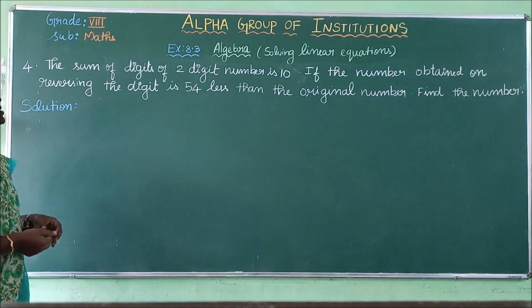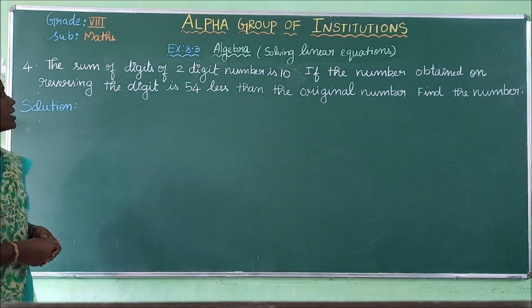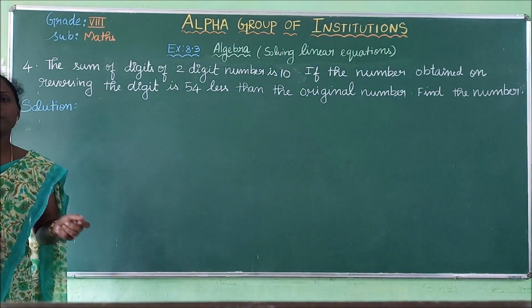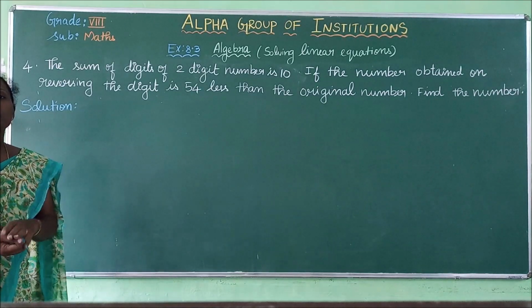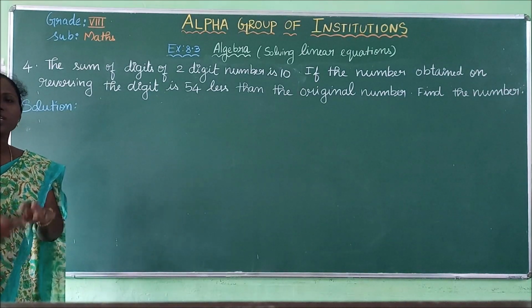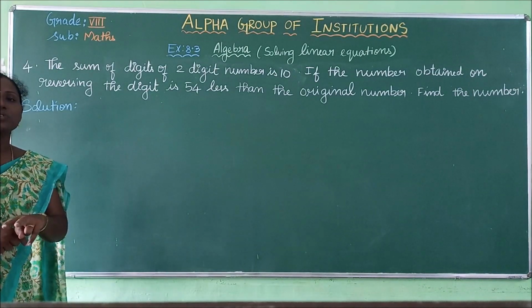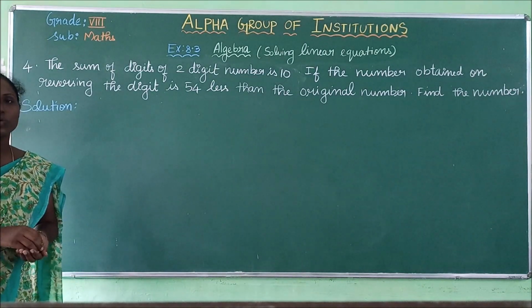See the next problem. The sum of the digits of a 2-digit number is 10. If the number obtained on reversing the digits is 54 less than the original number, find the number. This question is a little bit different, so listen carefully how to do this. We are speaking about a 2-digit number, but the sum of its digits is 10, so we have to identify the digits.